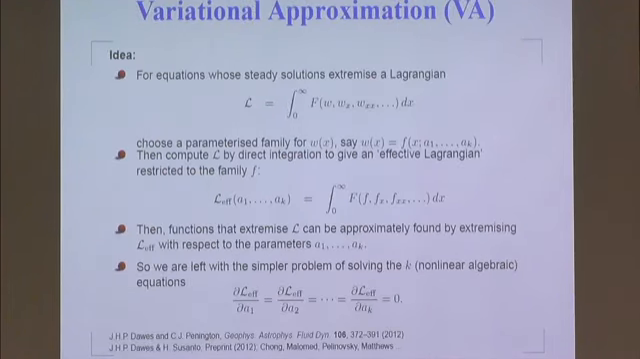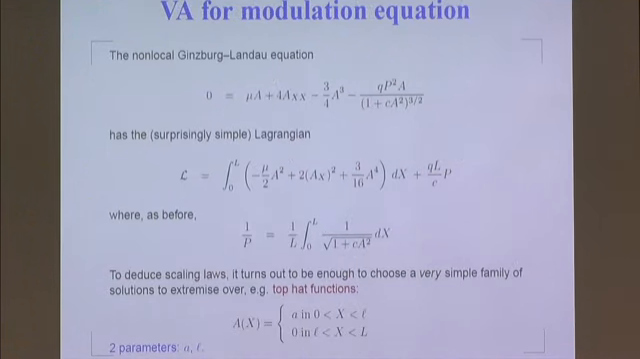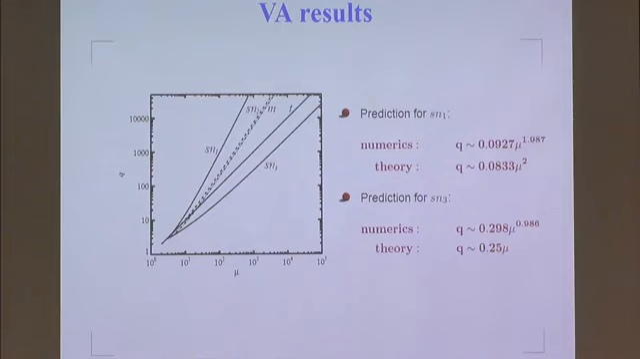And in fact, I have to choose a family of functions, okay? So I chose a family of functions which are top hats. They're 0, and then they're constant and non-zero, and then they're 0. And that's good enough. I tried some more complicated things, but something that just jumps between two levels is good enough just to extract the scaling laws.